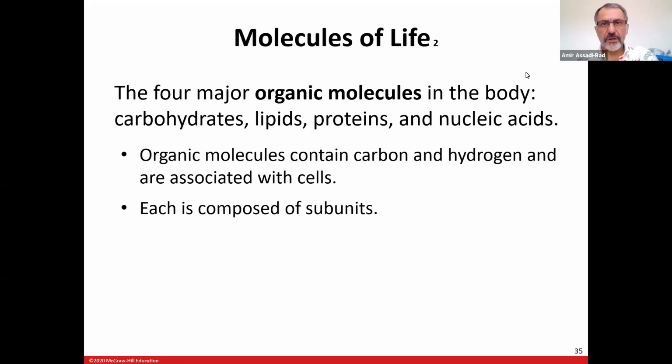Hello again. We are going to continue on chapter 2, molecules of life. And so let's go ahead and, as I mentioned before, there are 4 organic molecules. Your textbook talks about it.